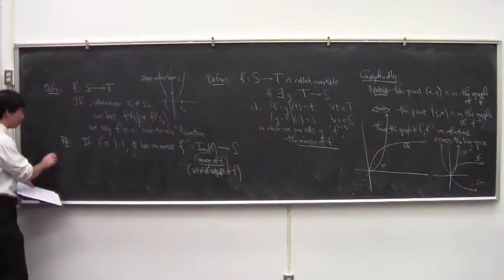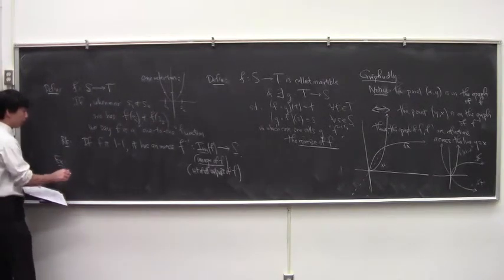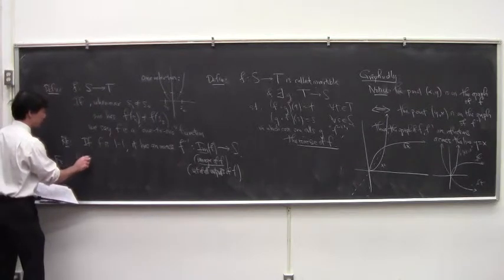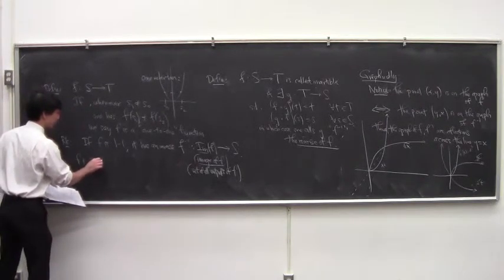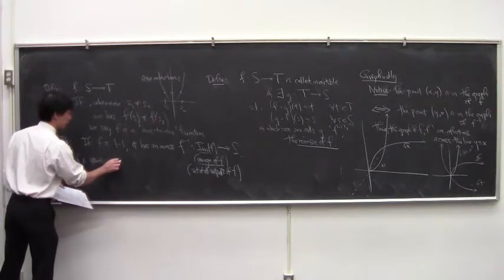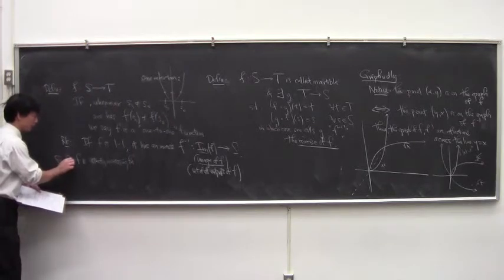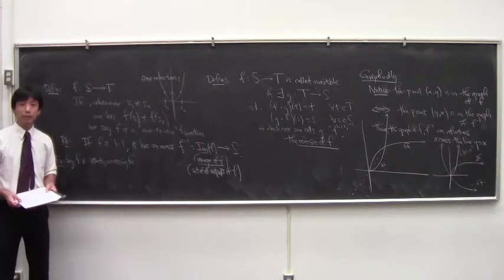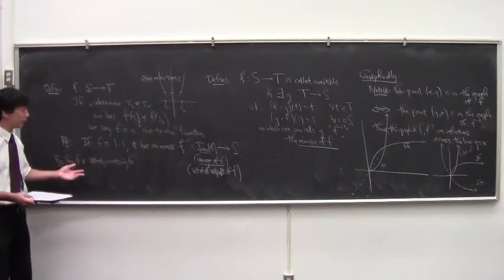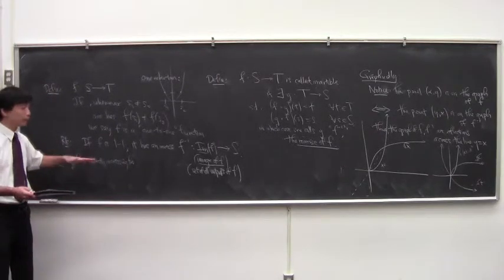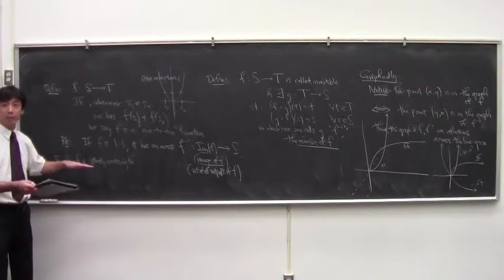For example, let's say f is a strictly increasing function. Is that function one-to-one? Yeah, right? If it's strictly increasing, you're never going to have two points with the same output value, right?